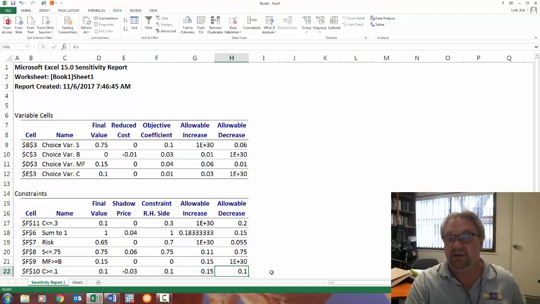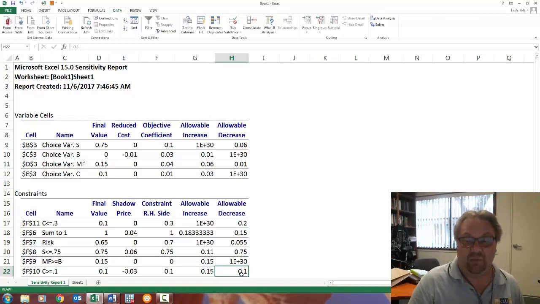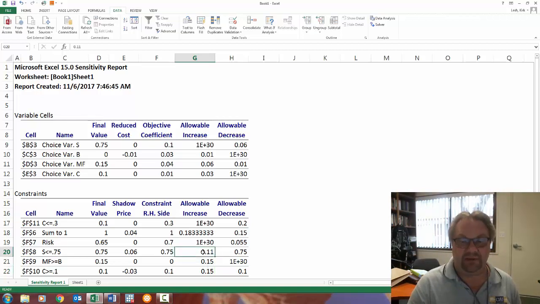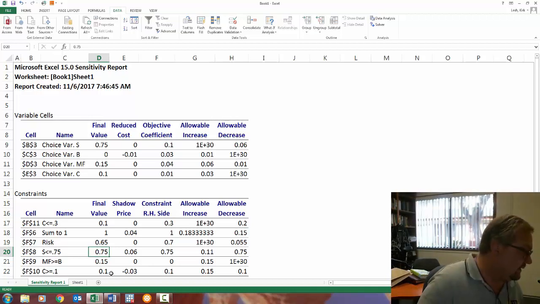And yes, basically the allowable decrease is 0.1. I'd like to get rid of the cash. I can't completely get rid of stocks, right? Because my allowable increase here is only 11%. So I could take the stock constraint up to 0.86. That would be helpful. And then I'd love to get rid of this minimum cash, right? Putting at least 10% in there. Okay, so that was D.